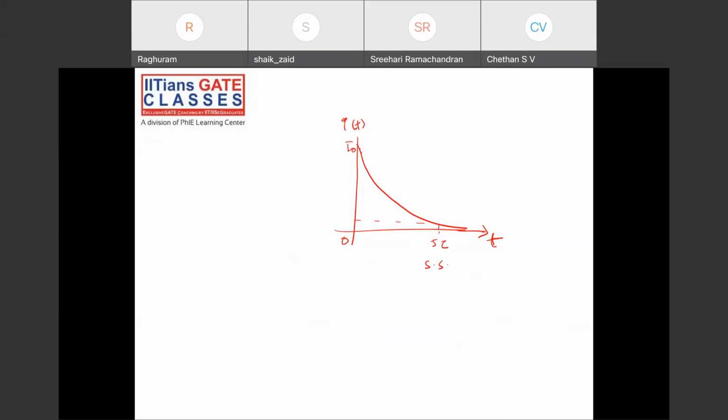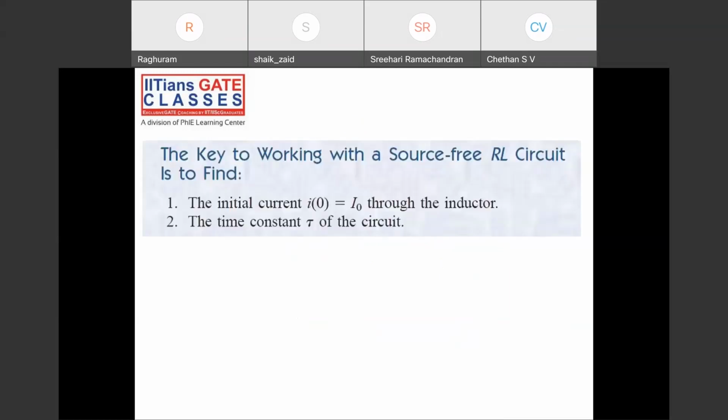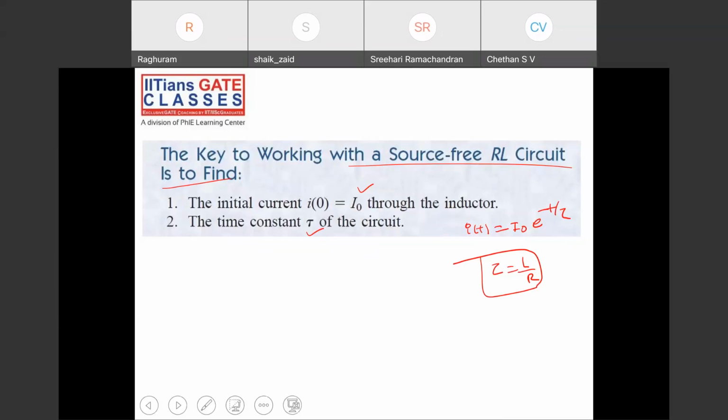You again have only two steps in working a source-free RL circuit: finding I naught, and the time constant tau. i of t is equal to I naught e power minus t by tau, where tau is equal to L by R, or L equivalent by R equivalent. This is about source-free RL and source-free RC circuits.